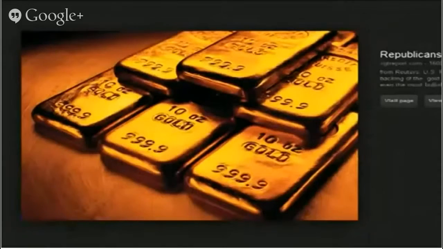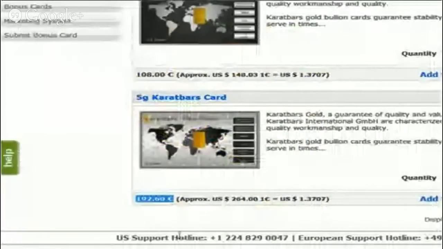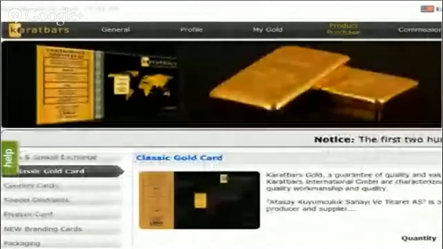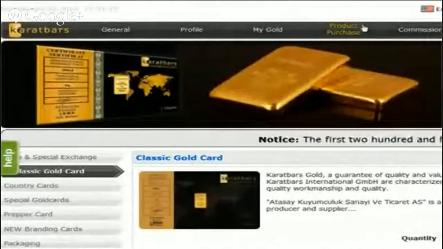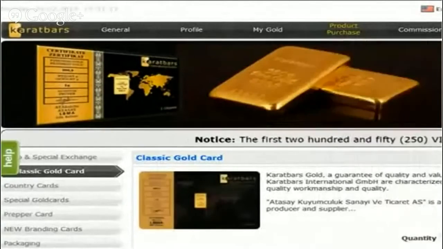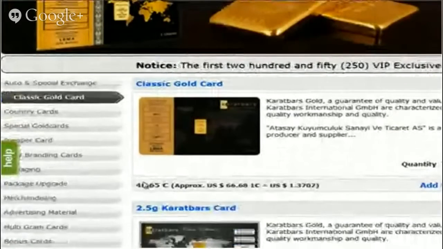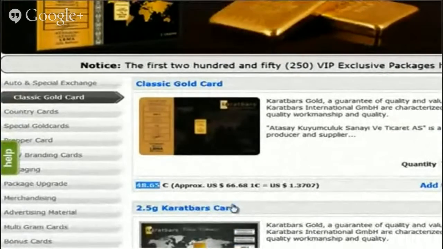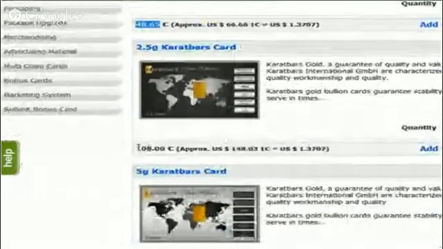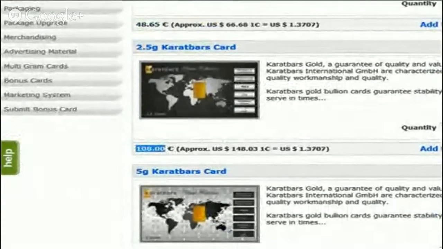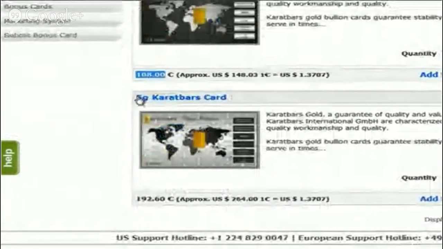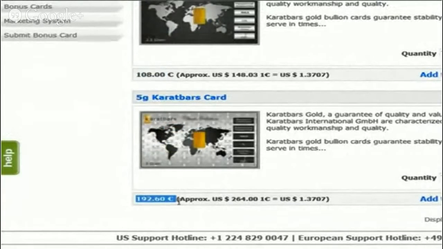So what we've done, where am I? I think there we go. Okay, so I got into my back office. And this is where it says purchase gold up here. I've got purchase gold, and it says the classic gold bar. There's the classic gold bar there, for 48.65 euros. And there's the 2.5 for 108 euros. And here we go, the 5 gram Karatbars card for 192.60 euros.